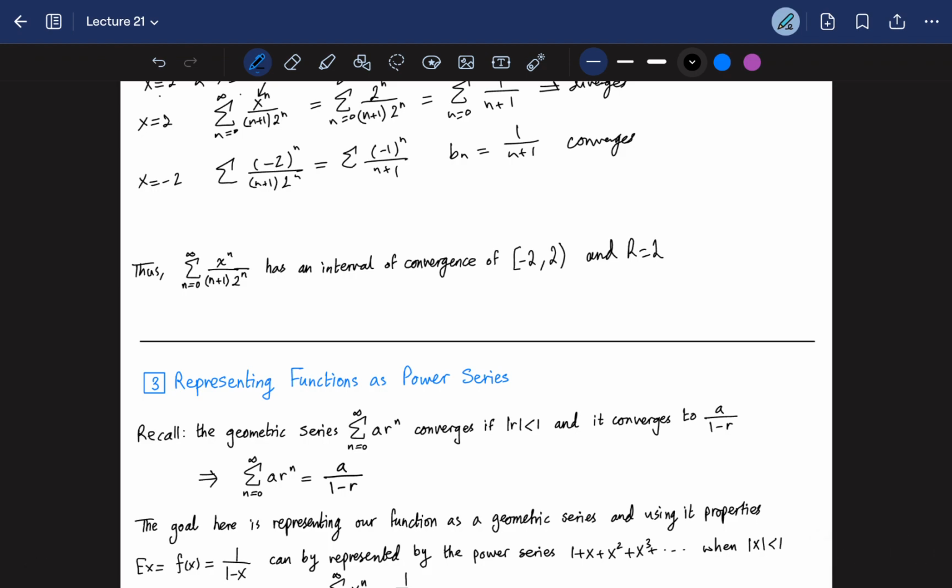So if I have a function, I want to represent it as a power series. So let's recall the geometric series first. If I have the summation of a times r to the n, we know that this is convergent if the ratio is less than 1. And if you remember, it converged to a over 1 minus r, which means that my series, which is like a geometric series, but it's also a power series, is going to be equal to that.